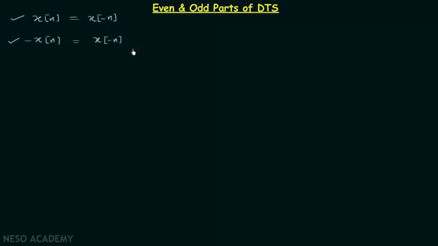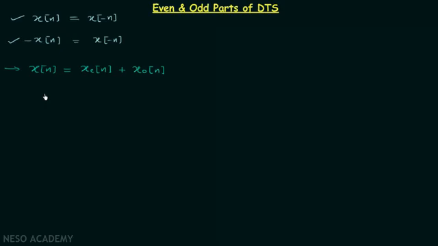Now in this lecture we will try to calculate the even part and the odd part of a discrete time signal. So let's begin our discussion. All the signals are composed of even and odd parts. Therefore, we can say a discrete time signal x[n] is equal to its even part, or you can say the even component, and the odd part or the odd component.